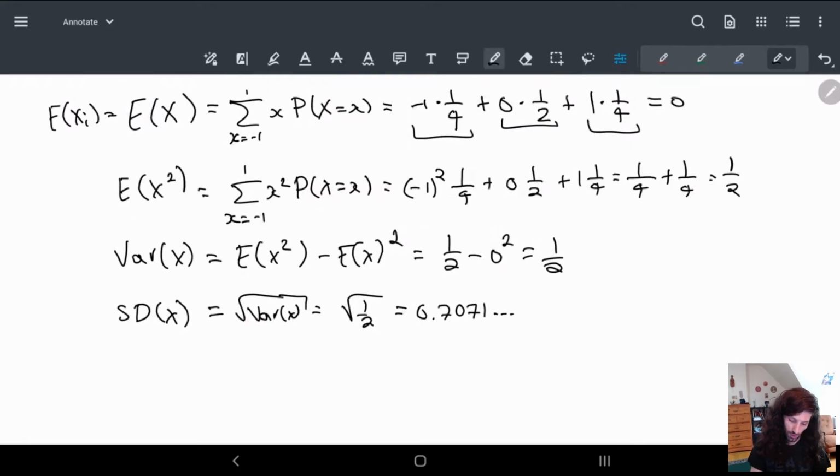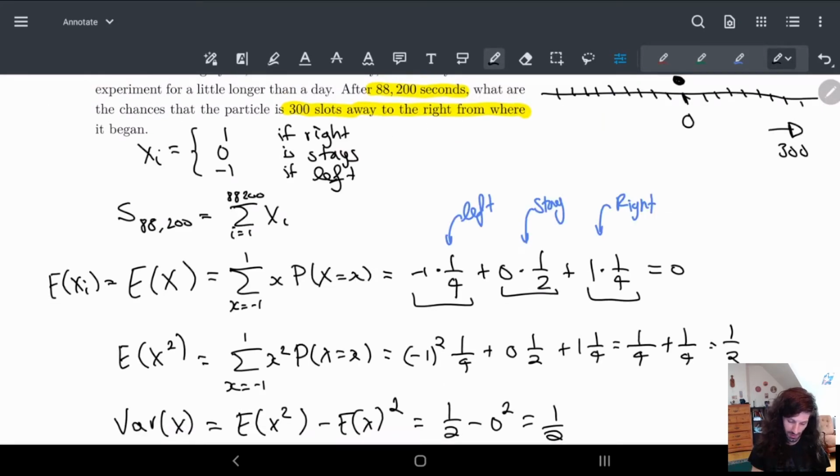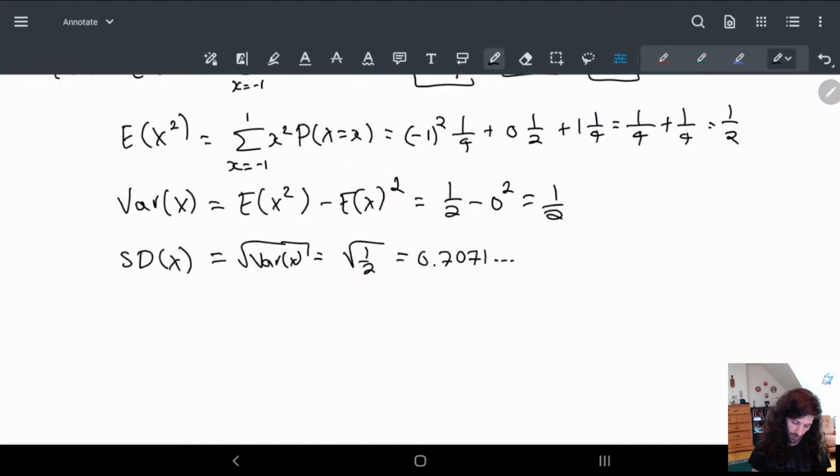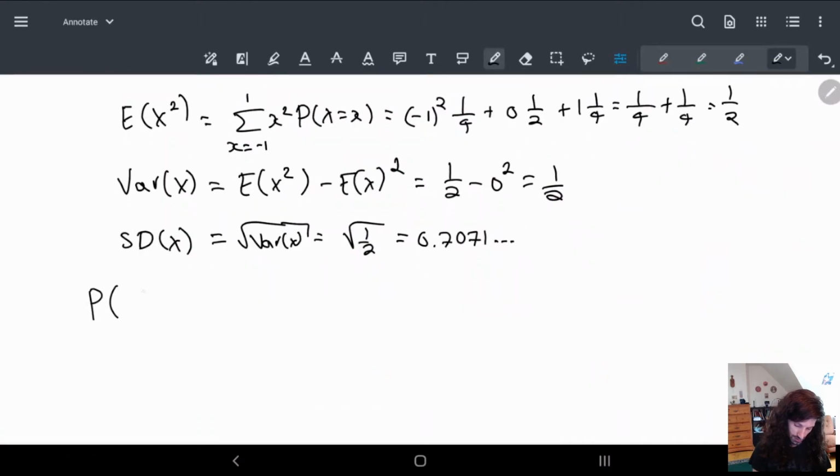Okay, so what are we asking? So we calculated everything just to be safe, because we know we're probably going to use it. And we're asking what's the probability that we move 300 slots away to the right. So remember, we can do this through our summation. So really what we're asking is what's the probability that S of 88,200, I did this backwards, 88,200, is greater than 300, right? This is kind of what we're asking.